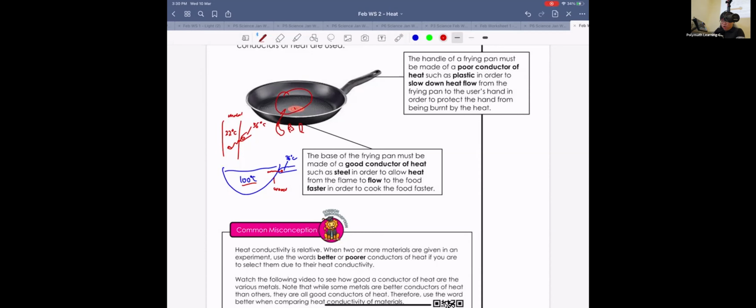Okay, so good conductors of heat allow heat to flow through very fast. Poor conductors of heat allow heat to flow through slowly. Okay.